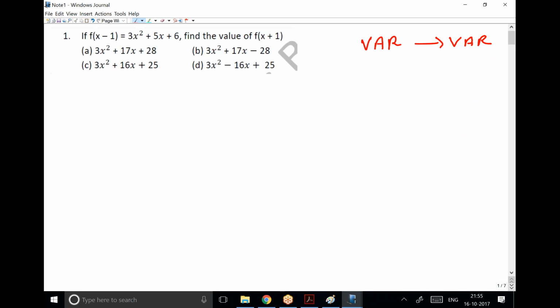If you see the first question of the sheet, it is actually a variable to variable question. Why is it a variable to variable question? Because you can see our question is given to us in variables as well as our answer options are also in variables. It is a variable to variable question. So please try out this question.